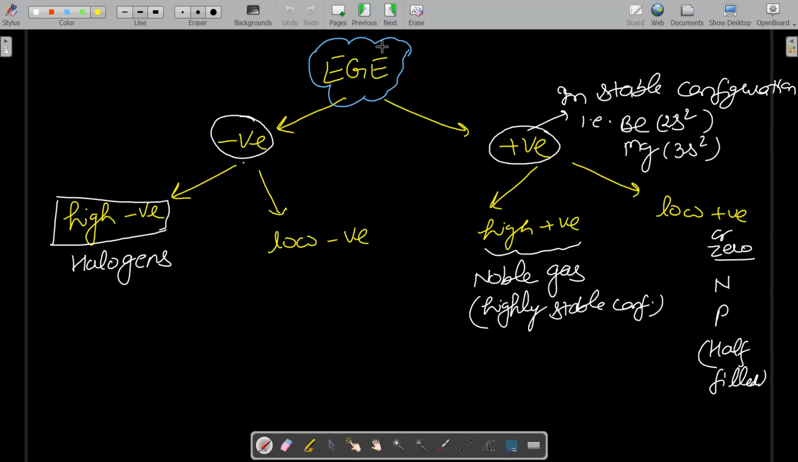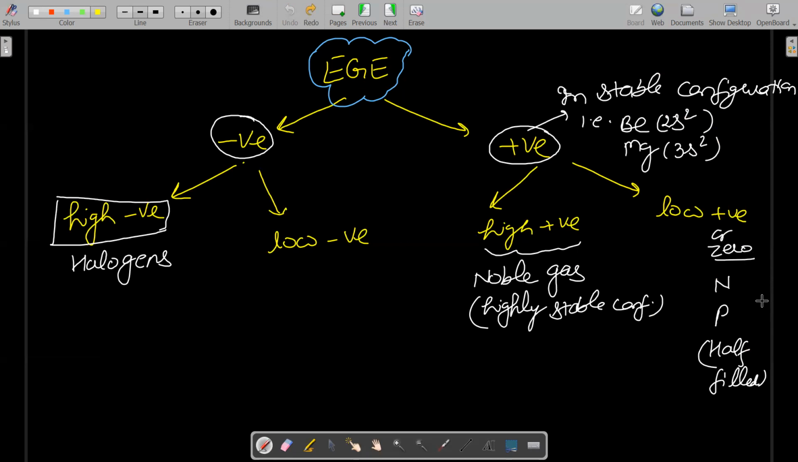Similarly, we can take another example also. What is the meaning of stable configuration? All of you know. If we take second group elements, that is beryllium and magnesium. What is the configuration of beryllium? 2s2. Magnesium 3s2. This is also a fulfilled stable configuration. So in this case also, energy has to be provided. So electron gain enthalpy is positive. Similarly, noble gas I already discussed, highly stable configuration, so high positive electron gain enthalpy value.